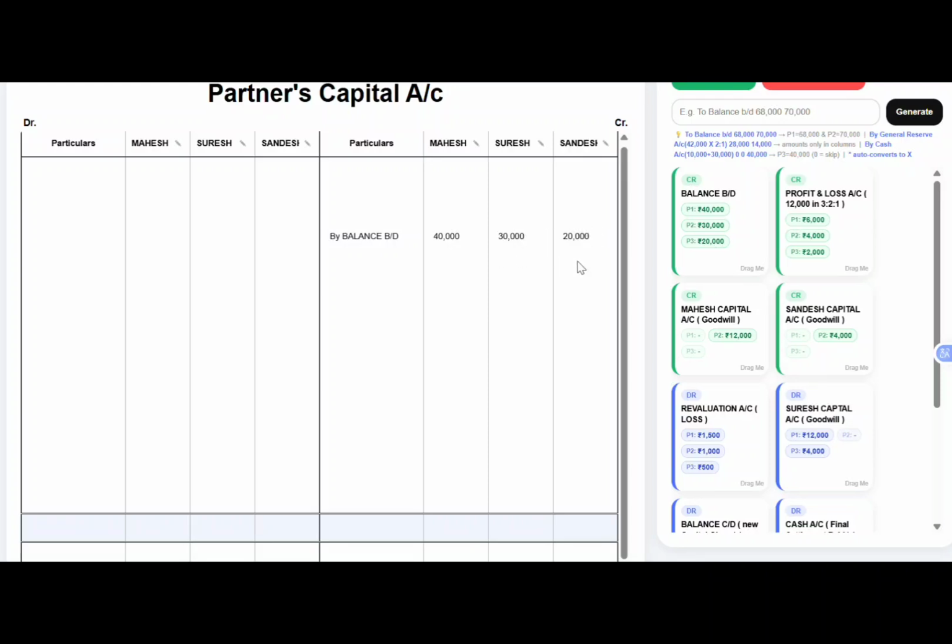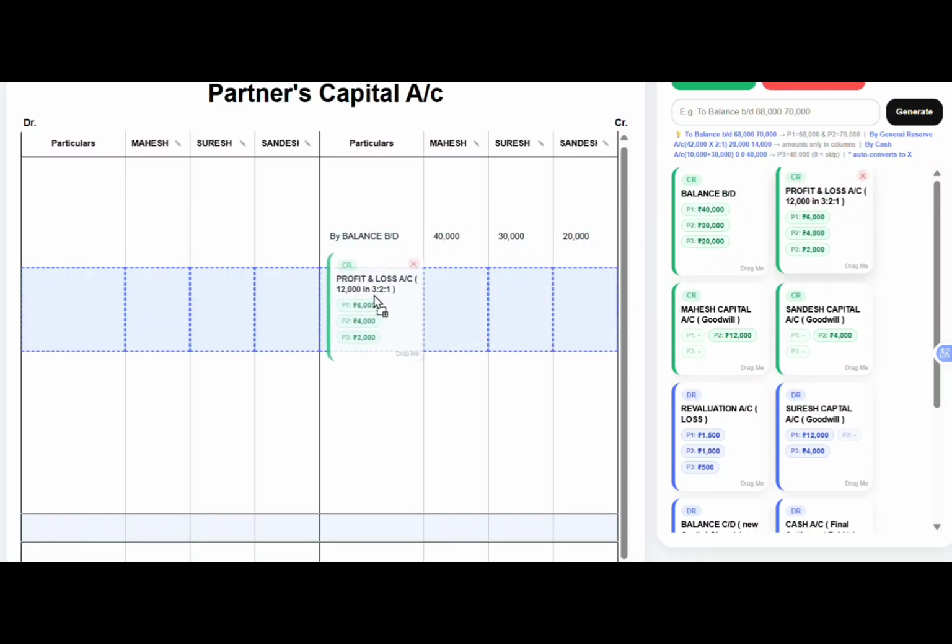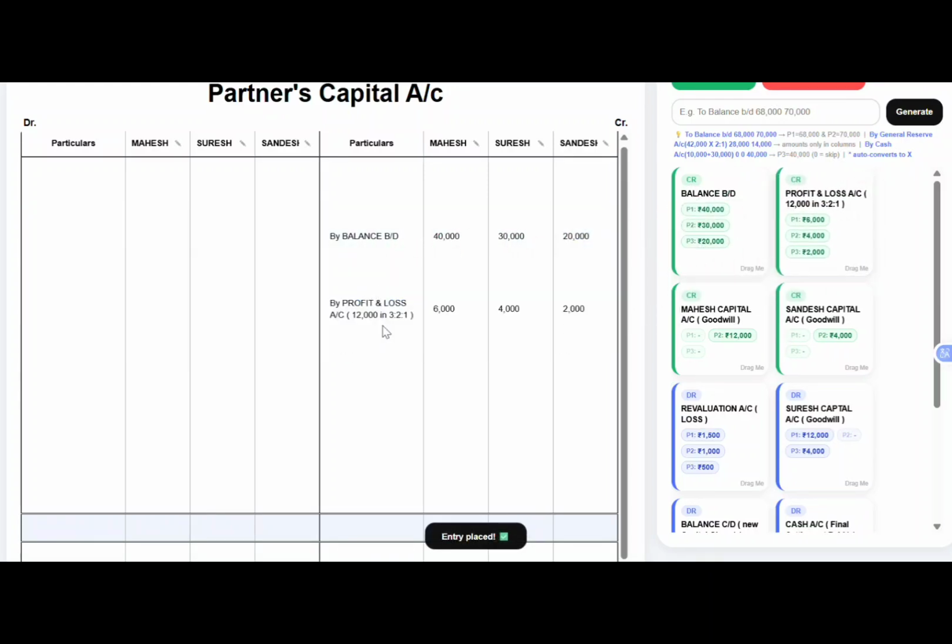Next, in the balance sheet, they had given us the profit and loss on the liabilities side. So that is the profit. Again, this profit has to be distributed to the old partners, that is all the partners, in their old profit sharing ratio. So we will write it on the credit side as by profit and loss account. That is, total profit is 12,000, which should be distributed to all the three partners in the ratio of 3:2:1. So 6,000 for Mahesh, 4,000 for Suresh, and 2,000 for Sandesh. So this is the profit that is distributed.